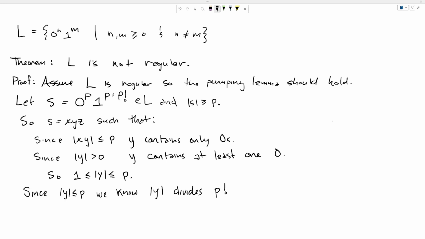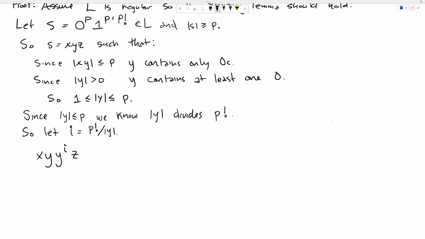The critical part of the argument that we were making earlier is that since the length of y is less than or equal to p, we know that it's going to divide p factorial, because every integer less than or equal to p divides p factorial. So that's how we're going to pick our i. We're going to let it be p factorial divided by the length of y. And so the string we want to consider for our pumping, based on this choice of i, is going to be x, y, y to the i, z, which you'll notice is slightly different than the definition, which might say x, y to the i, z. The reason I've done that is I wanted to leave the original copy of y in there undisturbed, and then focus our i on the extra bits that we're putting in. That's the part that we want to divide this value here.